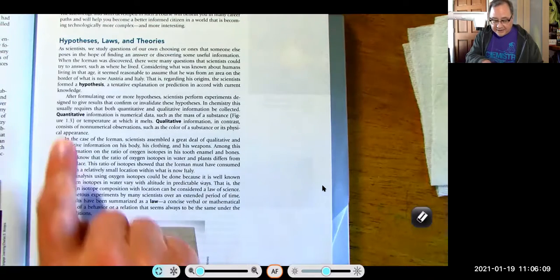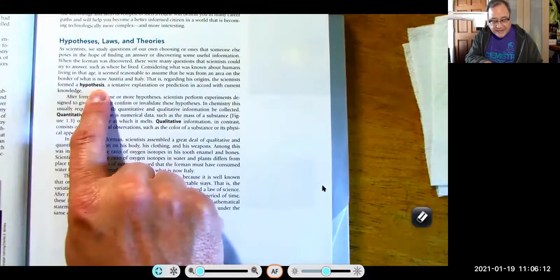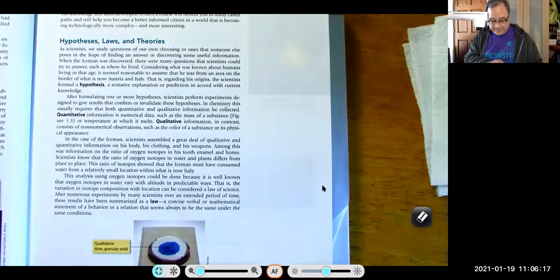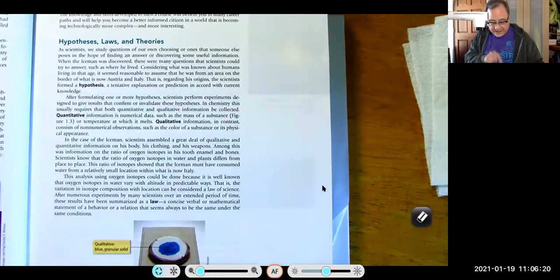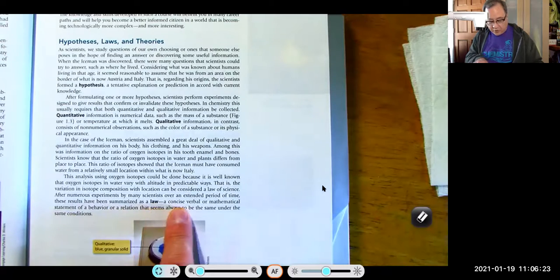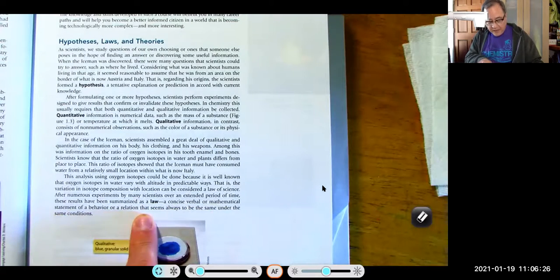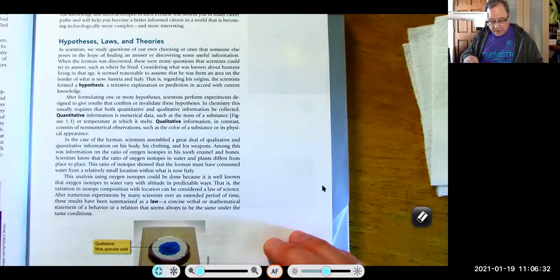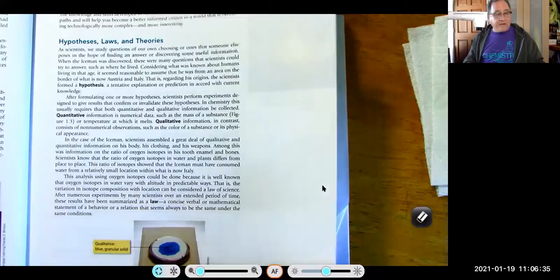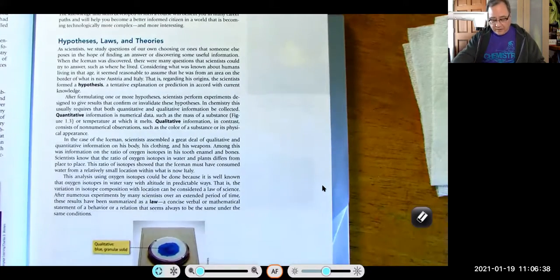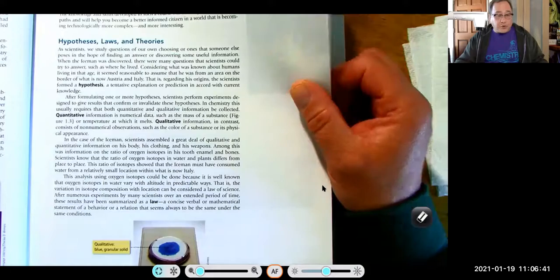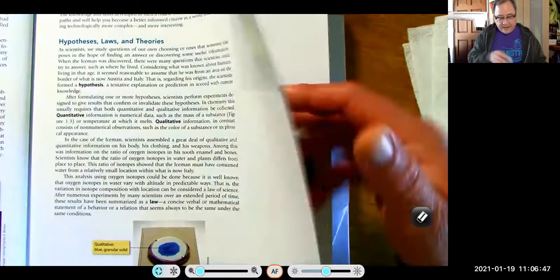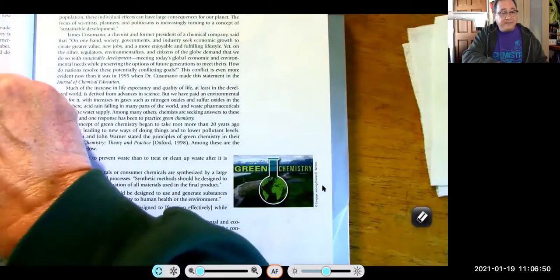So here we can see that this says, hypothesis, a tentative explanation or prediction in accord with current knowledge. Okay. And then here we have a law, a concise verbal or mathematical statement of behavior that always seems to be the same under the same conditions. So there are laws that are very important in chemistry, like the law of the conservation of matter. We found out that matter cannot be created or destroyed. So if you start off with 10 pounds of stuff, you'll end up with 10 pounds of stuff. And here we have theory. Oops, I'm sorry.